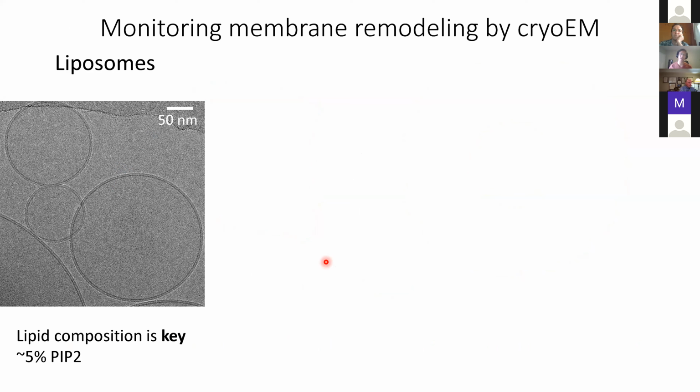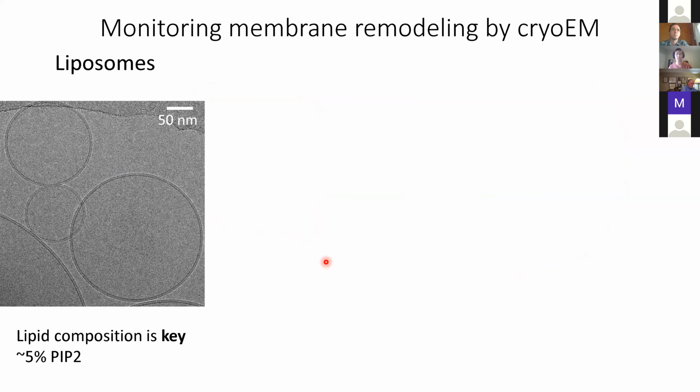I had to do a lot of optimization of this reaction. The key thing to do was to vary the lipid composition. It turns out we needed a lot of acidic phospholipids to help the protein bind to these membranes and remodel it. So in this case, around 5% of a FIT2-like molecule was enough to get really robust reactions.